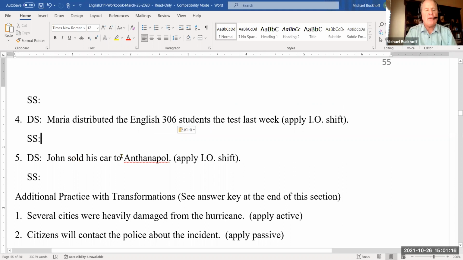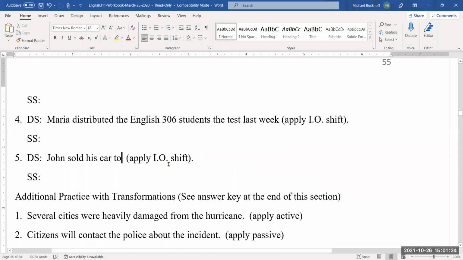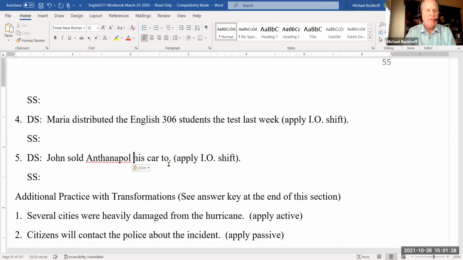John sold his car to Anthanapol. So then what do we do with Anthanapol? You put it right after sold. We got it. So now we have that indirect object shift there. We're shifting the object of the preposition, right? We're shifting that and putting it before the direct object. So because it's before the direct object, we call it the indirect object.